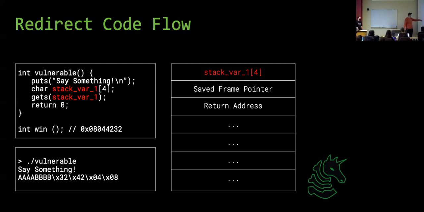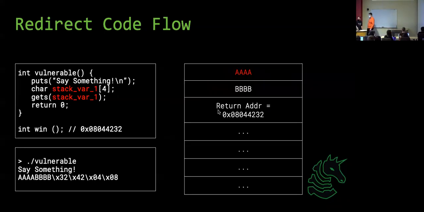This is little endian, which means it's being stored from right to left. So in reality, if you want to write this address 08044232, you got to go backwards. 08, then 04, then 42, then 32. And it's by byte. It's not by each hex value. It's weird, but just something to be aware of. So yeah, that's just what I explained.